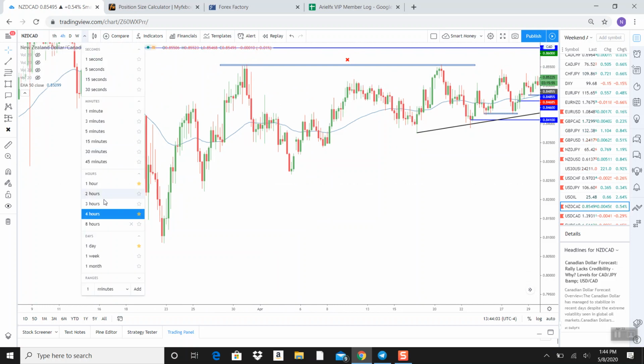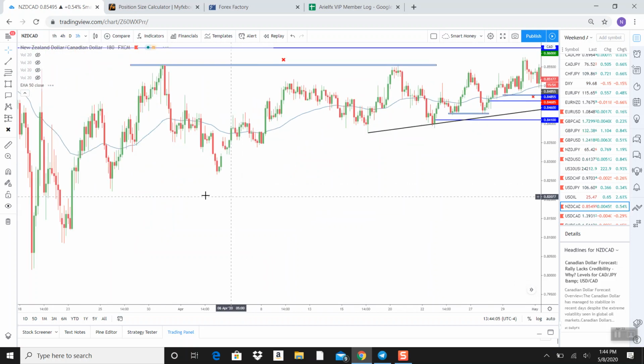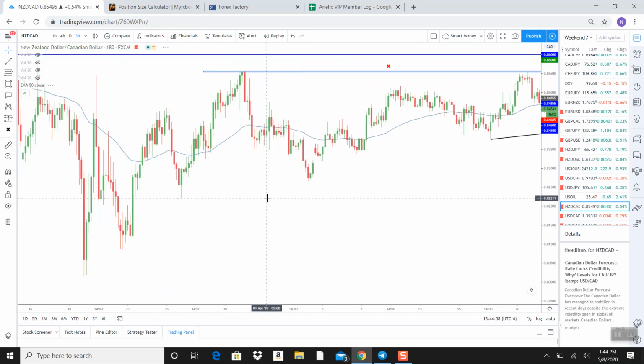Anyways, scaling down. Going from the 4-hour back down to the 3-hour, I don't see much here. There's no sponsor candle. This is not a sponsor candle. This never took liquidity, and there was more wick than there was body. Not a sponsor candle. Keep going. 2-hour time frame.